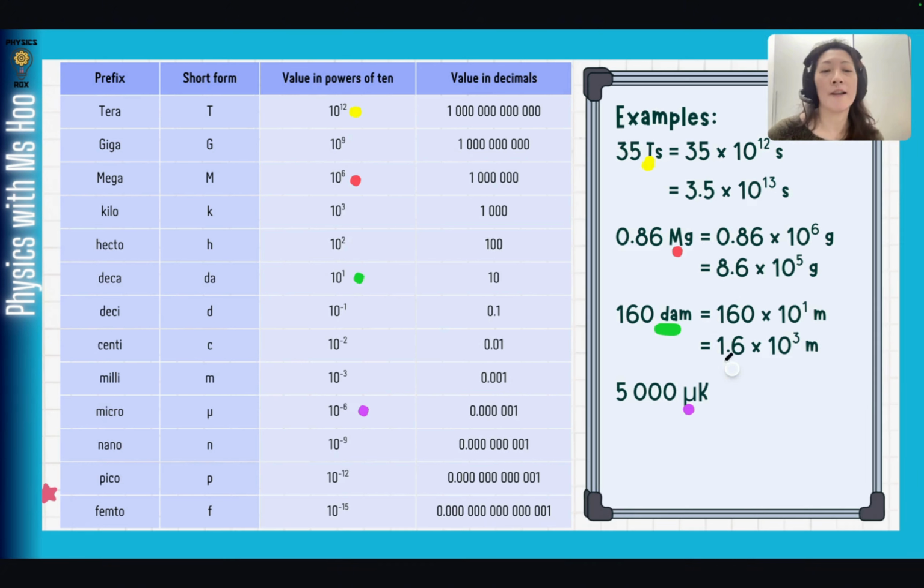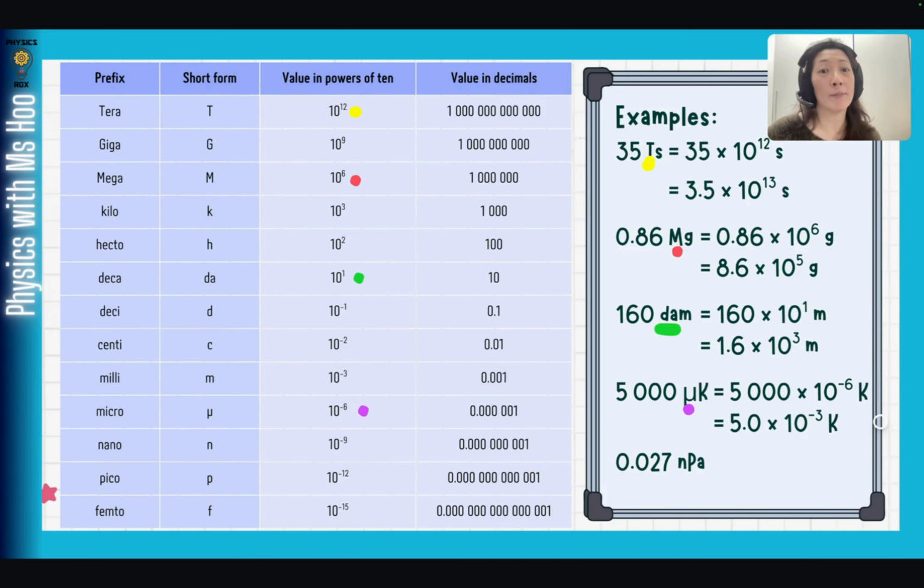So to convert it, you get 5,000 and the value of micro is 10 to the power of negative 6, giving you 5,000 times 10 to the power of negative 6 Kelvin. Rewriting this into standard form, you would get 5.0 times 10 to the power of negative 3 Kelvin.